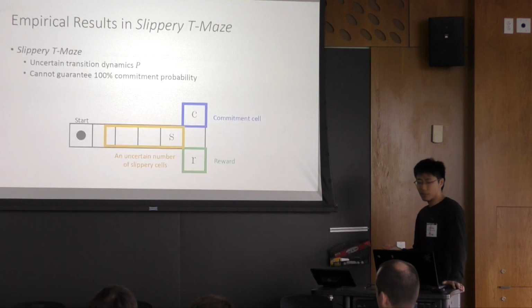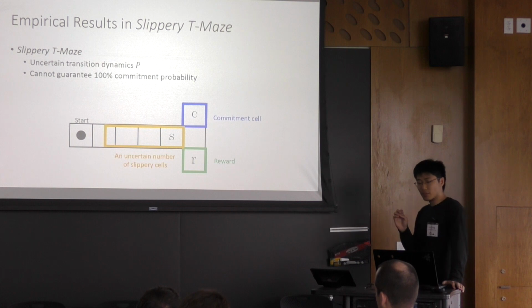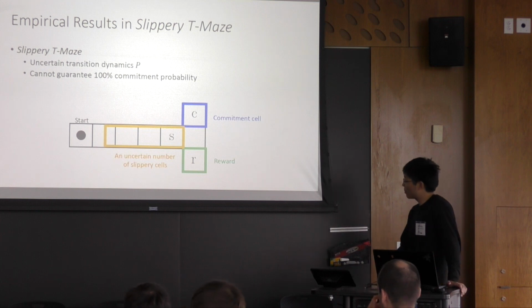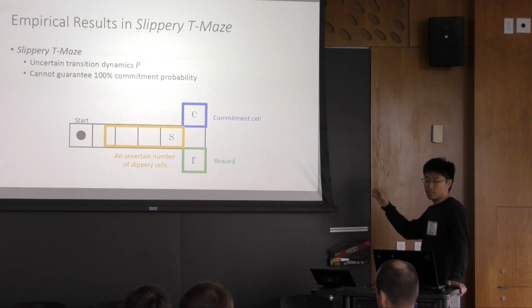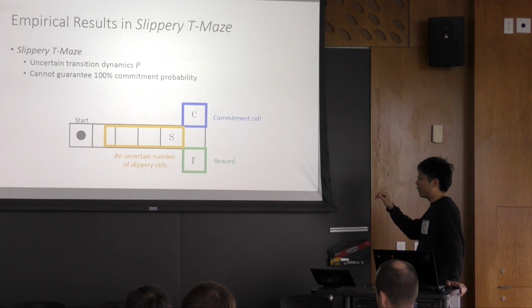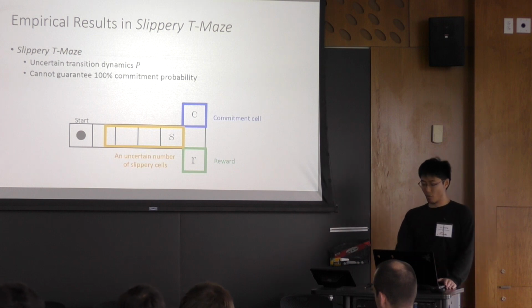Our next example is a slippery T-maze example. What is different from the previous example is that now you also have uncertainties about transition dynamics. And here, you cannot simply guarantee a 100% commitment probability. The agent starts in that black dot cell. The commitment cell is this blue cell. And the green cell is the only rewarding cell where it can get some reward. What's interesting is that this yellow box represents a number of slippery cells where, when the agent tries to move forward, with some positive probability it will be kept in the original cell.